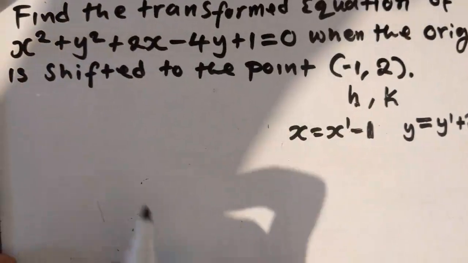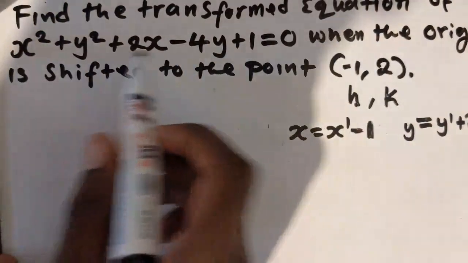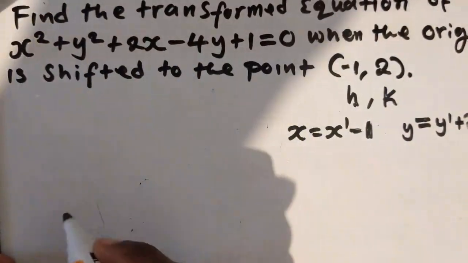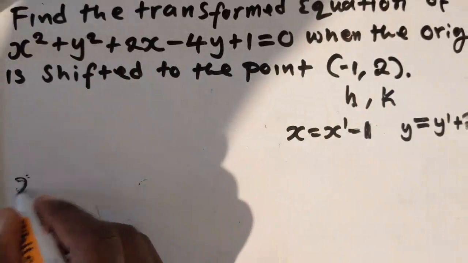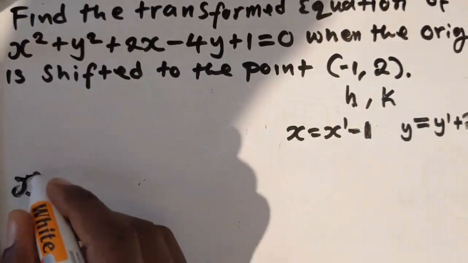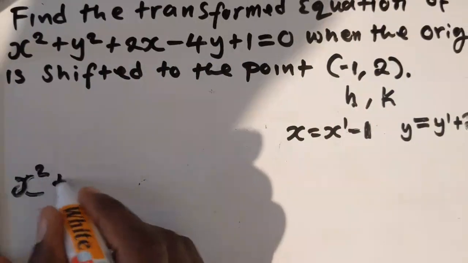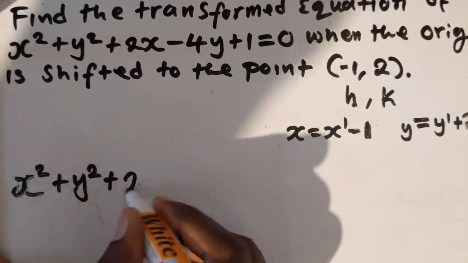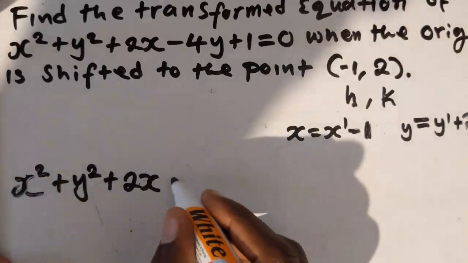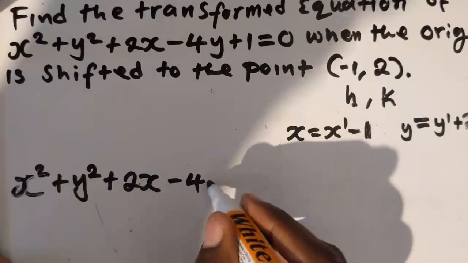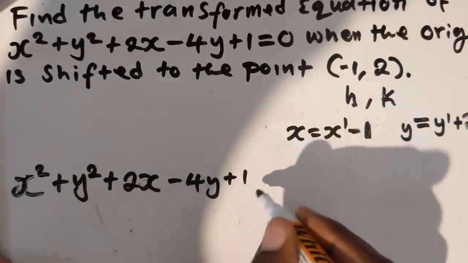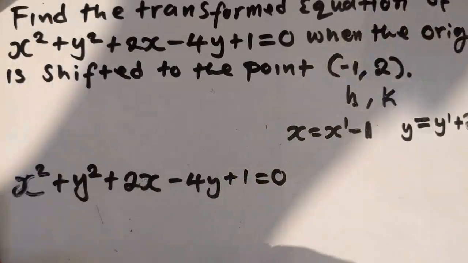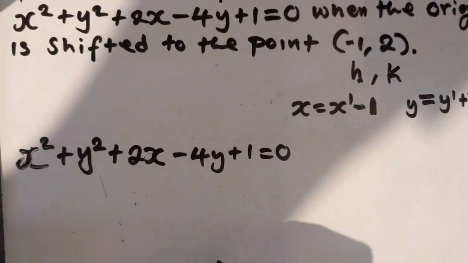And you know that this is the equation that you have been given there. So let me just copy the equation. It is x to the power 2 plus y to the power 2 plus 2x minus 4y plus 1 equal to 0. That is the equation that we have there.